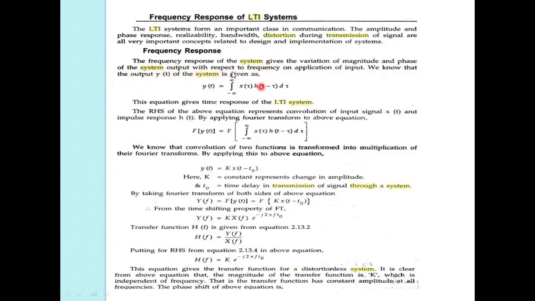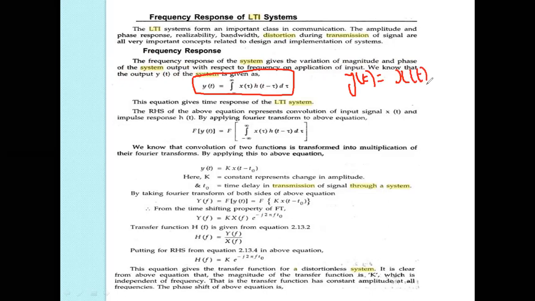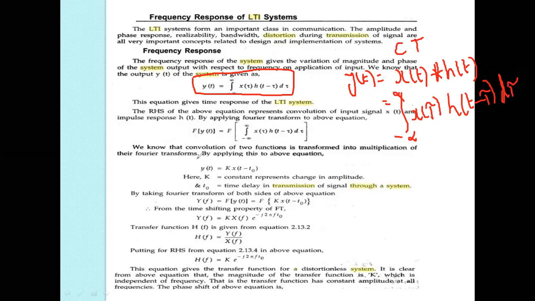We know that the output y(t) of the system is given by the convolution formula: y(t) is equal to x(t) convolved with h(t). Here t is the continuous time, so y(t) is the integral from minus infinity to infinity of x(tau) h(t minus tau) d tau. Because of the commutative property of convolution, we can interchange x and h, giving h(tau) x(t minus tau). So both are correct, since A convolved with B is equal to B convolved with A.